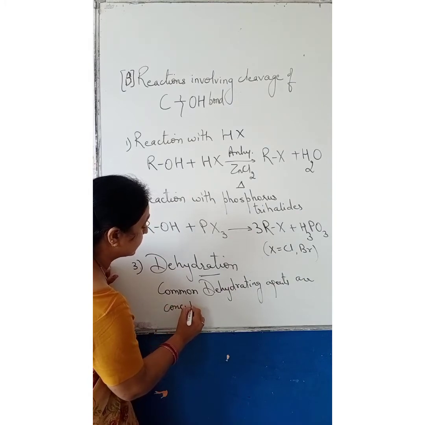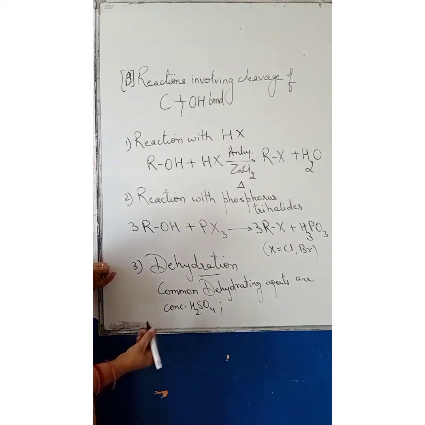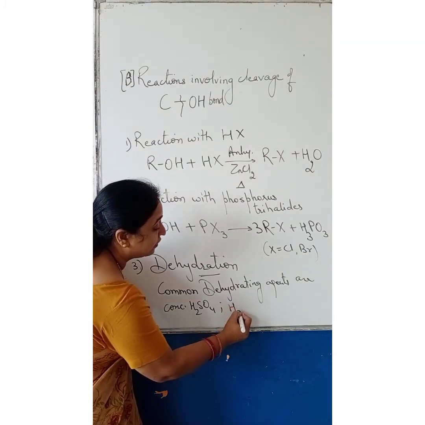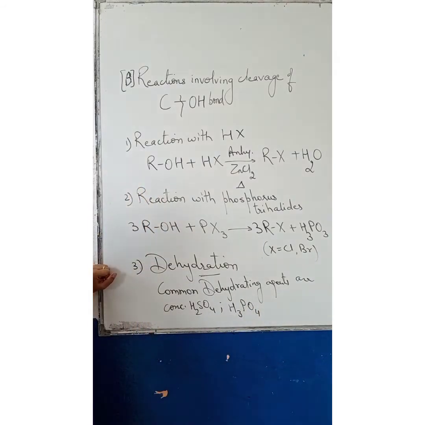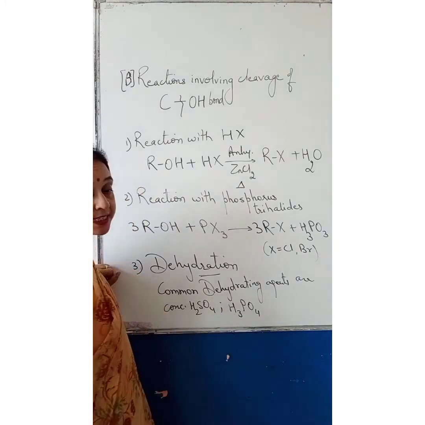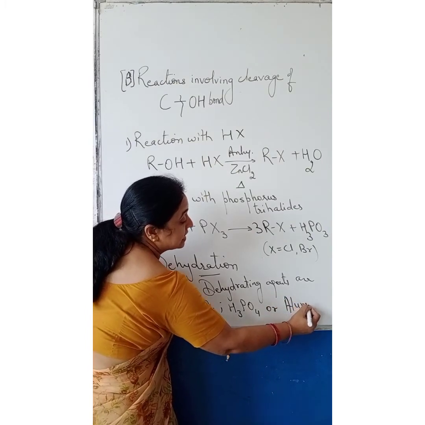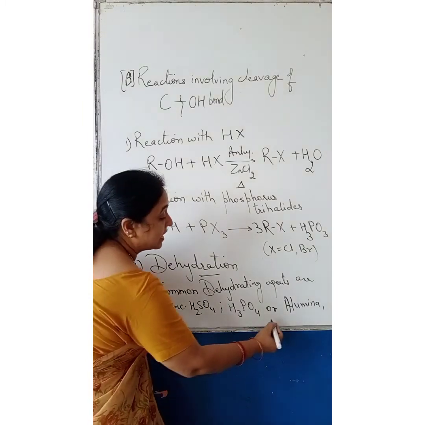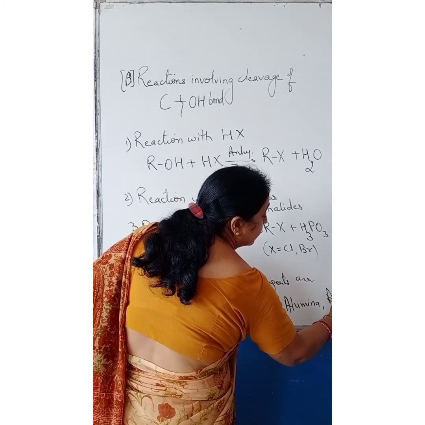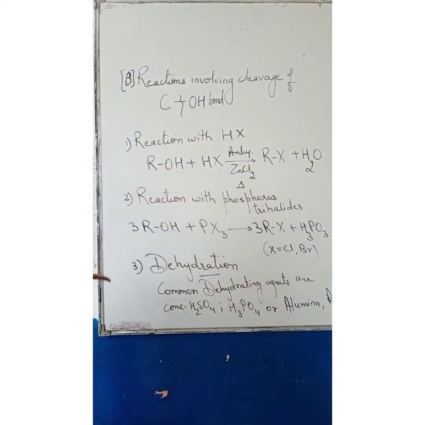concentrated sulfuric acid. It's a very powerful dehydrating agent. Then we have H3PO4. Different concentrations can be used. We can require a mild dehydrating agent or a strong dehydrating agent. So different concentrations of phosphoric acid, or you can make use of catalysts like alumina. Then we can make use of catalysts like anhydrous ZnCl2. So all these are strong dehydrating agents.